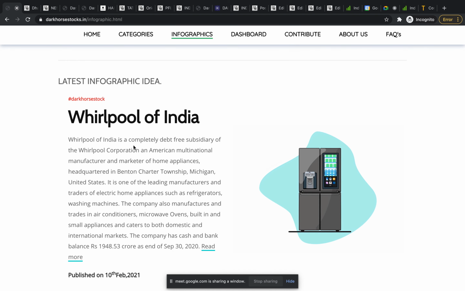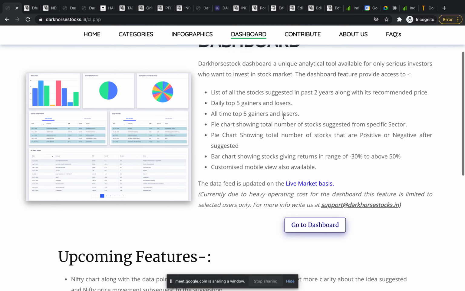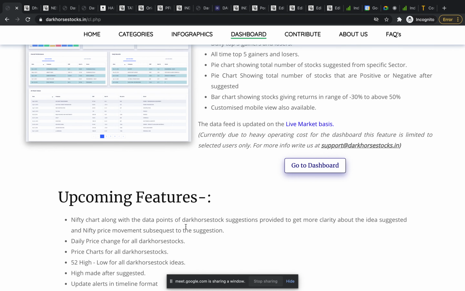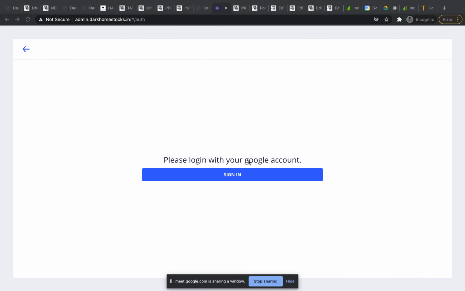Now coming to the question of how to find the list of all the stocks, you can just go to the dashboard. You can click on the dashboard button on your website and go to the dashboard. We have also mentioned some of the features of the dashboard over here, and the upcoming features for the dashboard that we'll be discussing shortly. When you click on the go to dashboard button, you'll be redirected to a page where you'll be asked to log in with your Google account. We don't have any other facility, so you have to sign in with your Google account only. And when you sign in with a Google account, this is the, just a minute, okay, yeah.